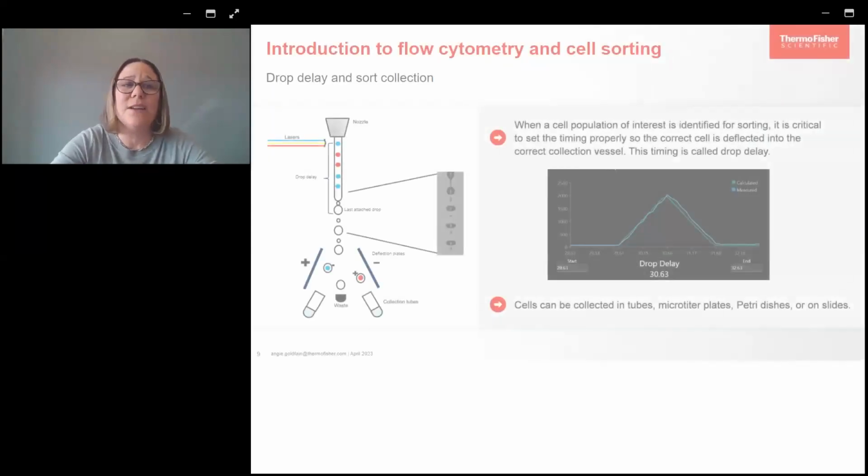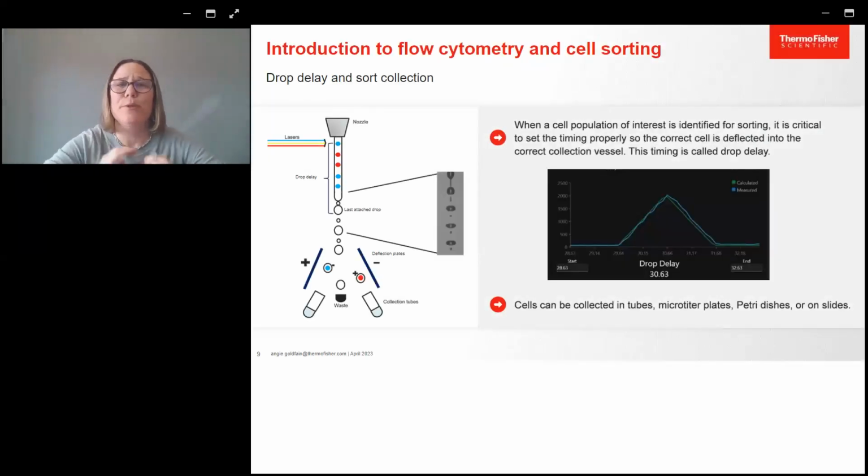So now that you've identified what to sort, how do you know it will be sorted properly? The key to this is timing, or one of the keys. That timing is called drop delay. Drop delay is the timing between when the lasers hit the cell of interest and that cell moves down the stream to the last attached droplet.